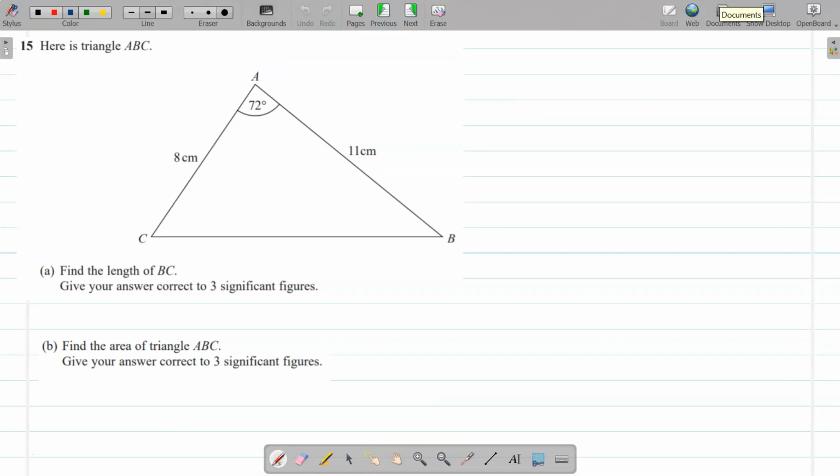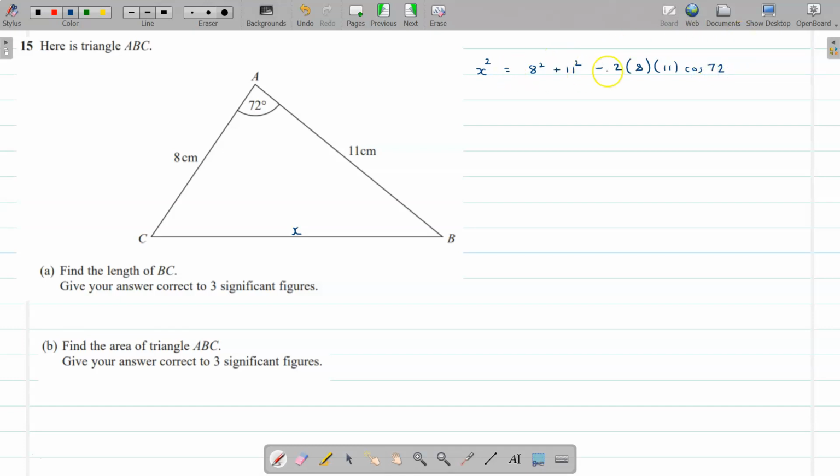We've got this triangle and we've got to find the length of the line BC. I'm just going to call that line X. This is a cosine rule question. We have an angle, we know the two sides either side of the angle, and we just have to find the one opposite. So it's very straightforward. X squared equals 8 squared plus 11 squared minus 2 times 8 times 11 times the cosine of the angle between them, which is 72.